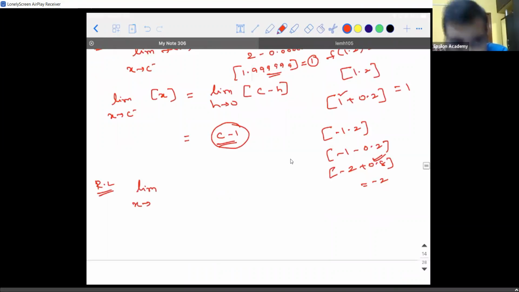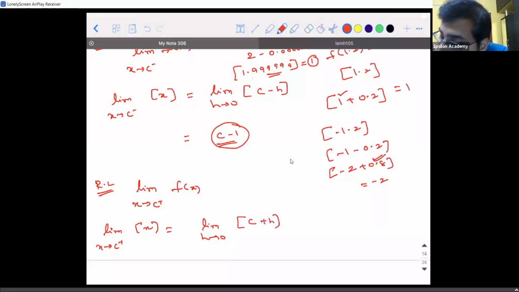Okay, right limit. You guys tell me now. Limit x tends to c plus of greatest integer of x. That is limit h tends to 0 of the greatest integer of c plus h. What is the answer? It will be c. Very good. Now it will be c because 2.00 something gives c. So what can you conclude? Left limit and right limit are not the same.